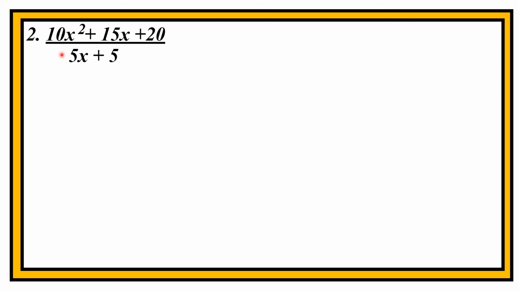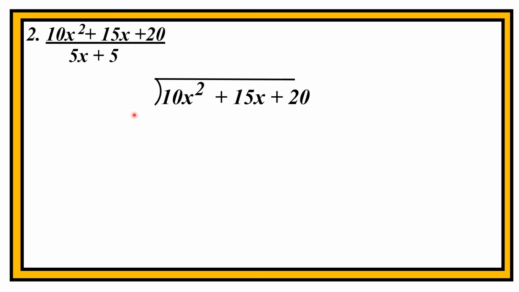Number 2. So, first, sulat muna natin sa long division form. So, 10x squared plus 15x plus 20 divided by 5x plus 5. So, divide natin yung first term ng dividend sa first term ng divisor. So, that is 10x squared divided by 5x. So, the answer is 2x. Next, multiply natin yung 2x sa divisor. So, we have 2x times 5x plus 5.